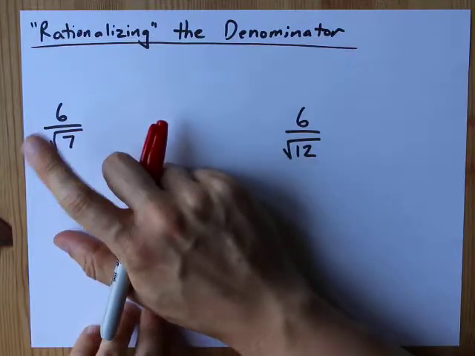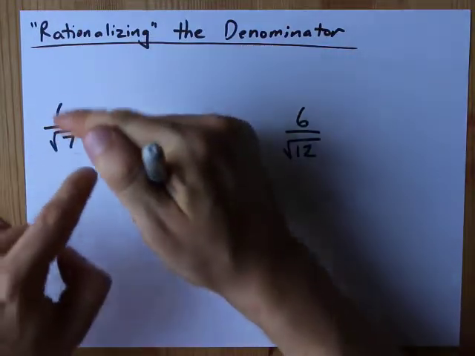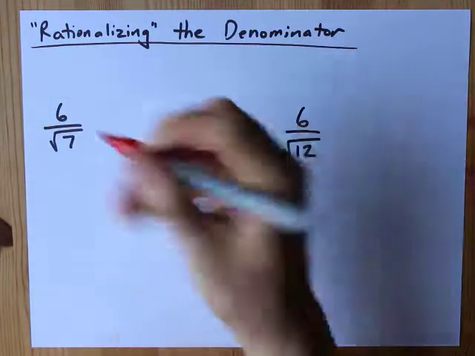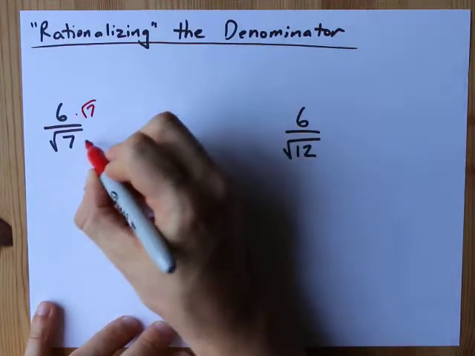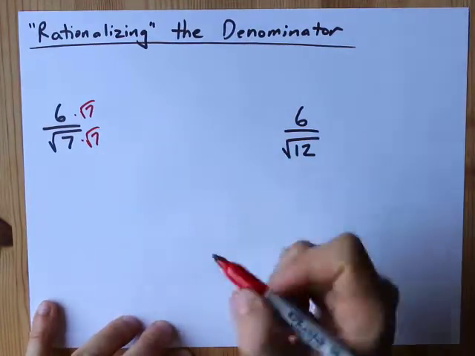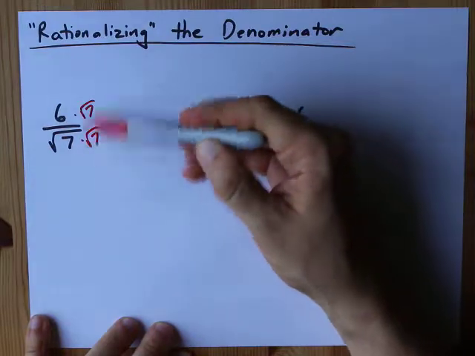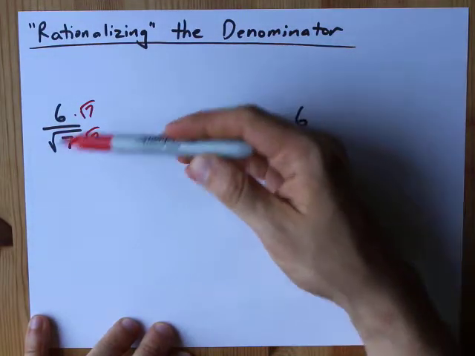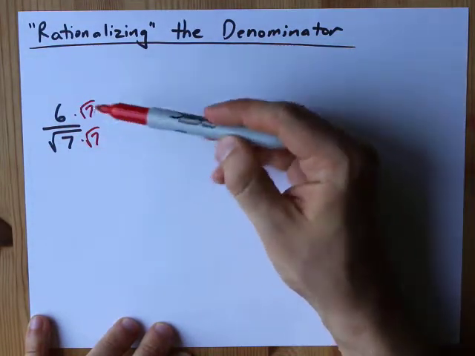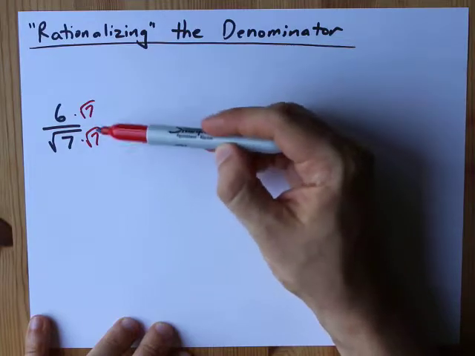If it's just a regular radical, you're going to multiply the top and bottom of the fraction by it. In this case, you're going to multiply the top by root 7 and you're going to multiply the bottom by root 7. By multiplying the top and bottom by the same number, we're technically not changing the value here because anything over itself is 1.